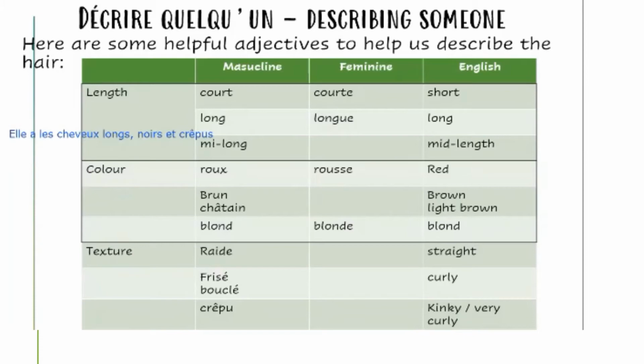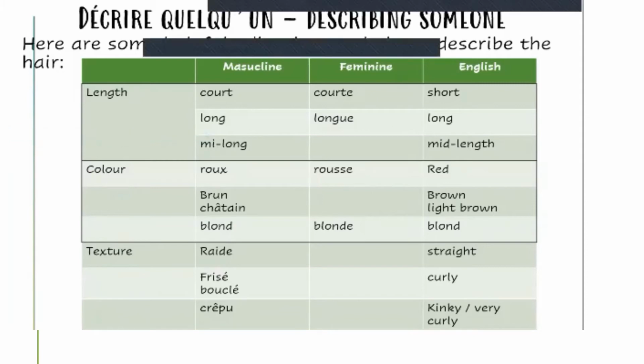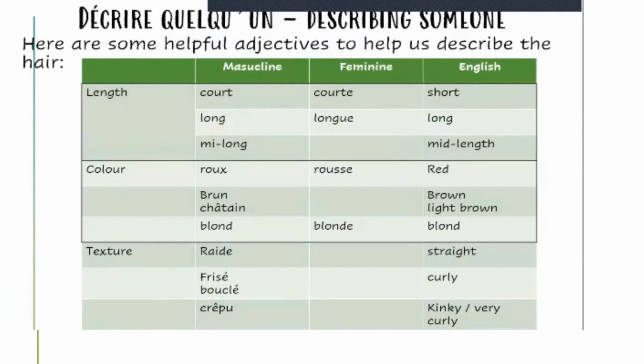All right. So elle a les cheveux longs, noirs et crepus. Length, color, texture. Everybody with me so far? Everybody getting this? Yes, miss. All right. Wonderful. So let's go on to the next slide.